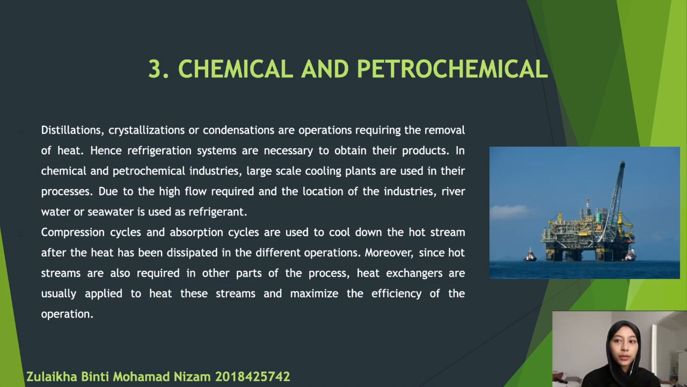In chemical and petrochemical industries, large-scale cooling plants are used in their processes. Due to the high flow required and the location of the industries, river water or seawater is used as refrigerant. Compression cycles and absorption cycles are also used to cool down the hot stream after the heat has been dissipated in the different operations. Moreover, since hot streams are also required in other parts of the process, heat exchangers are usually applied to heat these streams and maximize the efficiency of the operation.